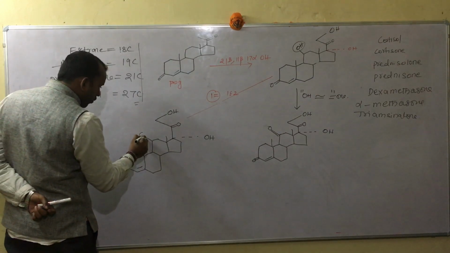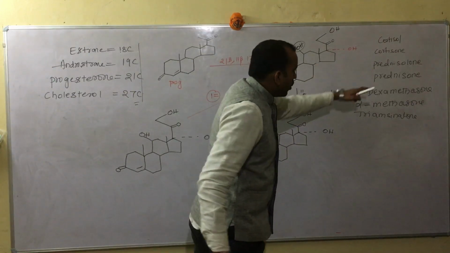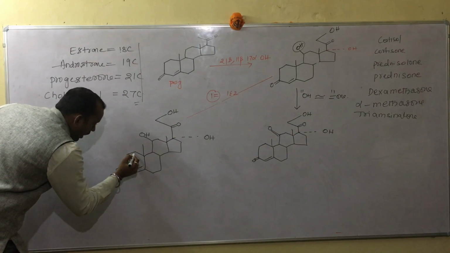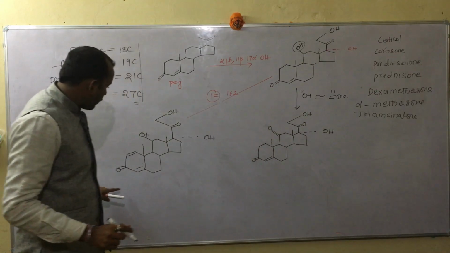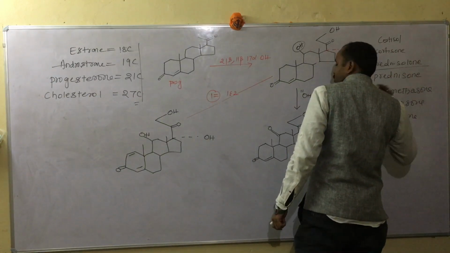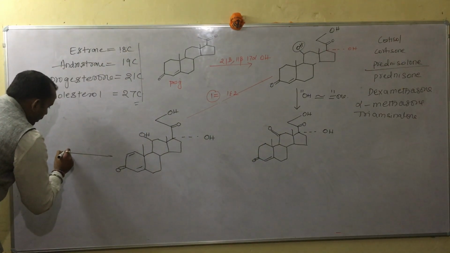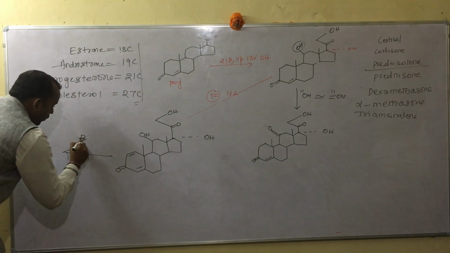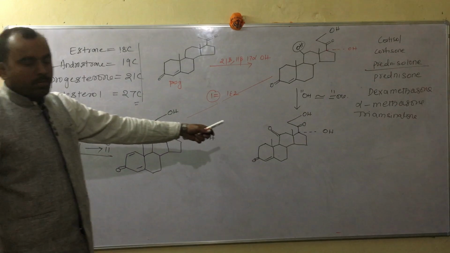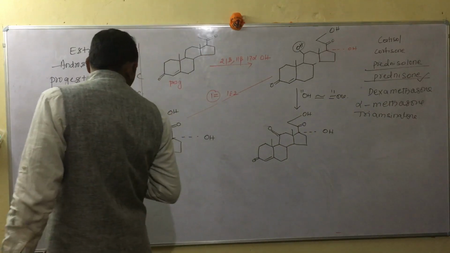Now this is your cortisol. Now I am converting cortisol to prednisolone. The only change is a double bond between 1 and 2. If you see these two structures, the only difference is this double bond. Now you got prednisolone. Now how will you get prednisone? Just simple. Convert the 11 beta hydroxy to ketone. So you will get prednisone.